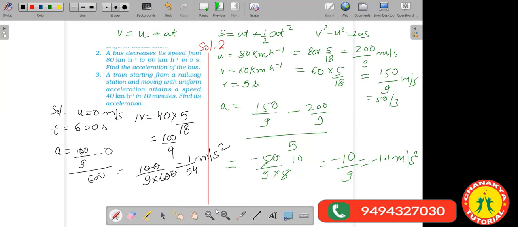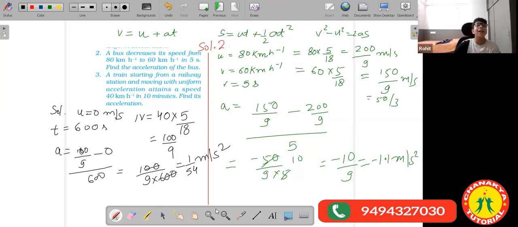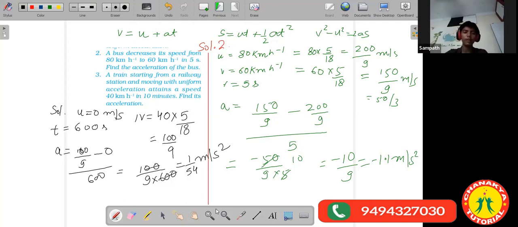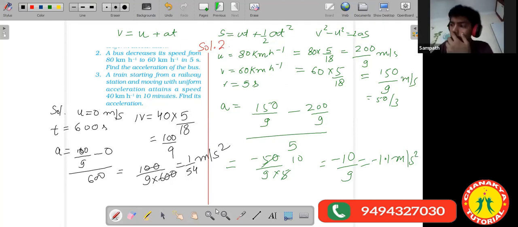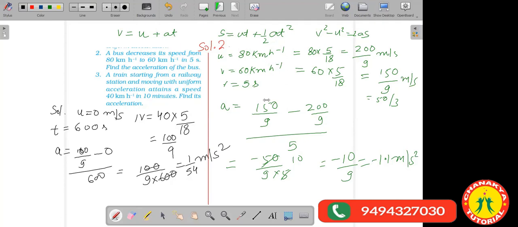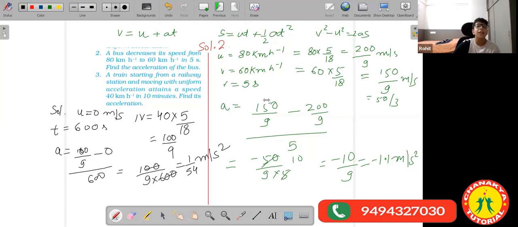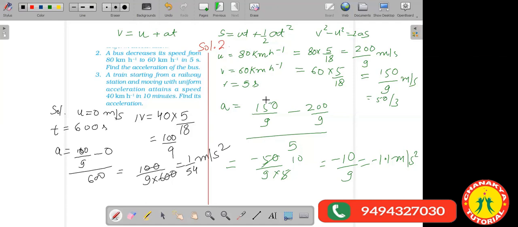So how many of you got the answer 1 by 54? Sir, I made a small error in the last step. That's why I got a wrong answer. Okay, Sampath has given 1 by 54. I think Sampath has given the right answer. Yes, sir. Rohit somewhere went wrong. Sir, Harshit also. In the last steps, I made an error. Okay. So try not to make any mistakes.